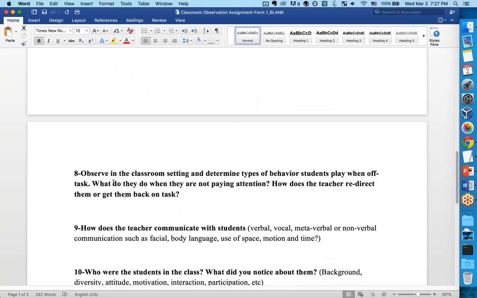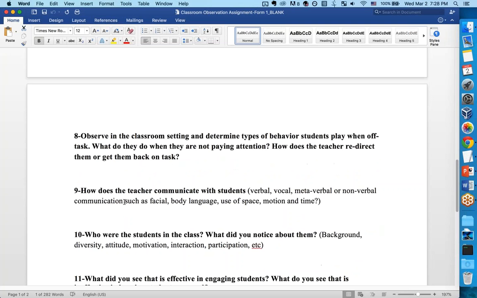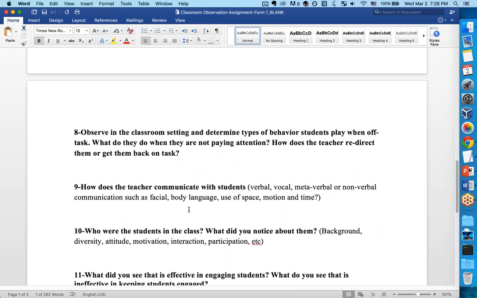Number 8, observe in the classroom setting and determine types of behavior students display when off task. When the students are off task, what kind of behavior do they display? What do they do when they are not paying attention? How does the teacher redirect them or get them back on task? Number 9, how does the teacher communicate with students? Verbal, vocal, metaverbal, nonverbal communication, such as body language, use of space, motion, and time.